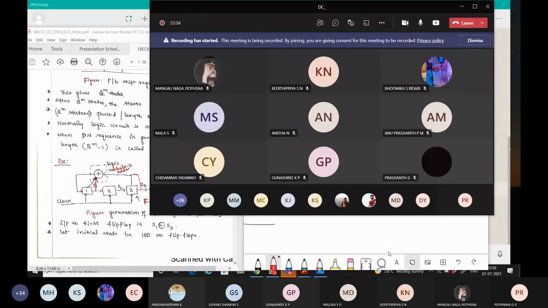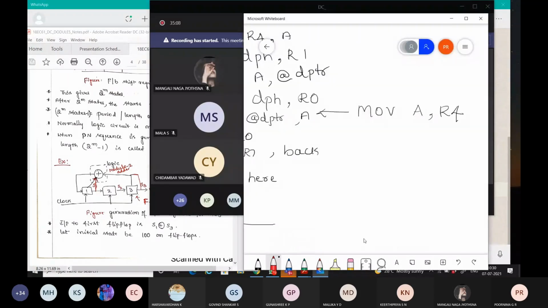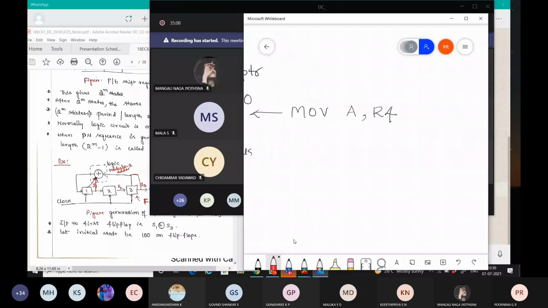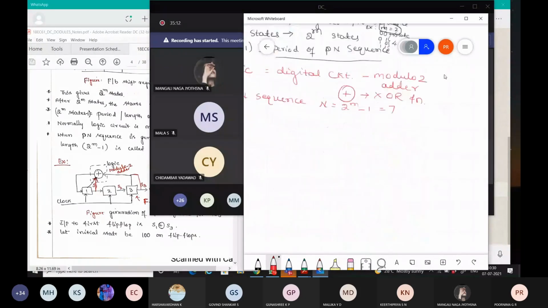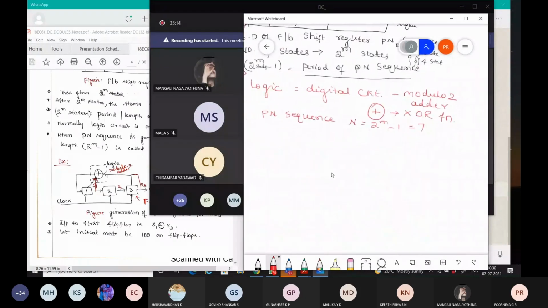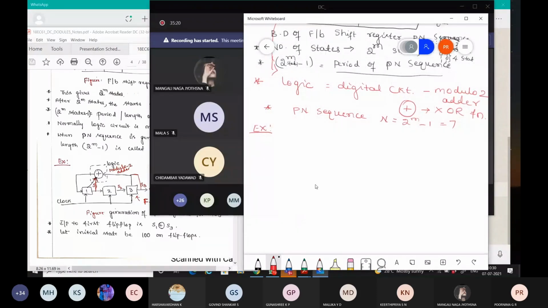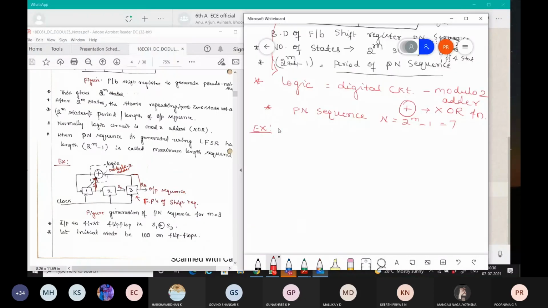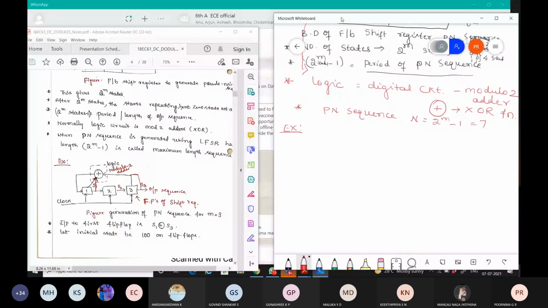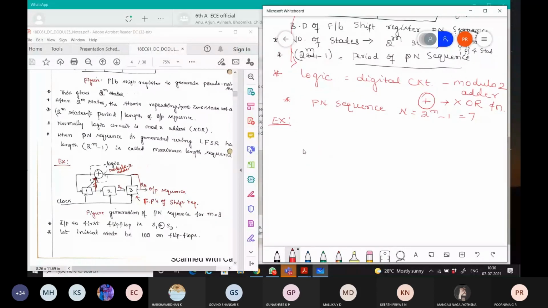Let us take one example and see how this particular sequence we will be calculating. So let me consider an example wherein we have 3 flip-flops.